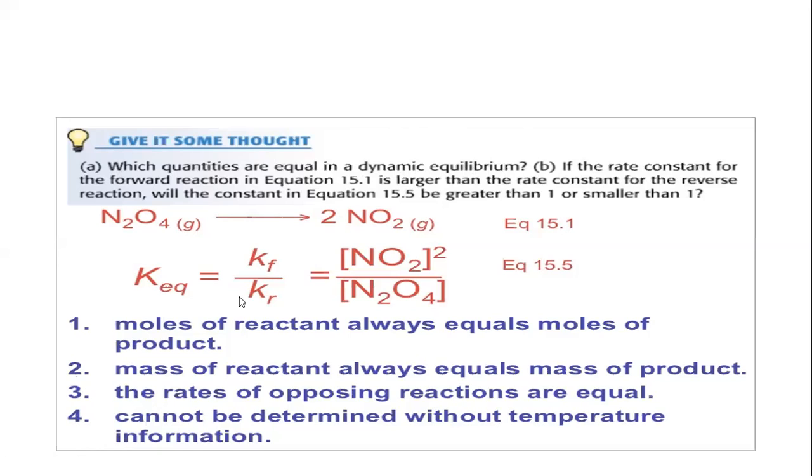That is when we have chemical equilibrium. Which of these statements are true? Do we say the moles of reactants always equals moles of products? Or the mass of reactants always equals mass of products? Or the rates of opposing reactions are equal? Or we cannot determine this without temperature information? Which of these is correct? This is just a 3 seconds question we are discussing based on the notes we've gone through.